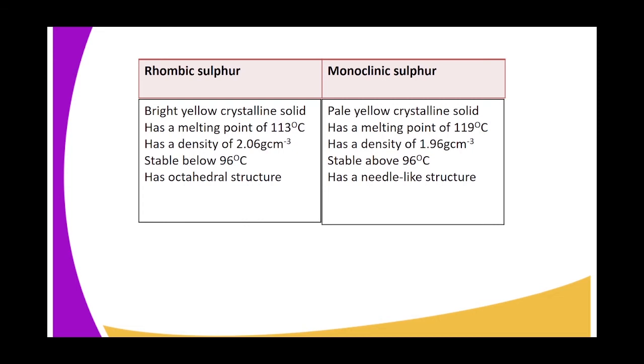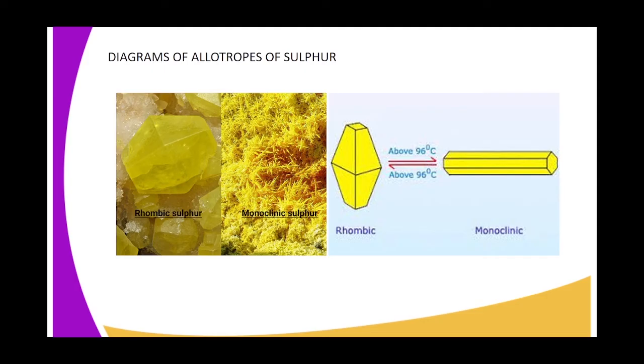Rhombic sulfur has an octahedral structure. It has corners, while monoclinic sulfur appears in a needle-like structure. That is how rhombic sulfur looks. It looks like it has some corners, while monoclinic sulfur appears in the form of a needle-like shape.